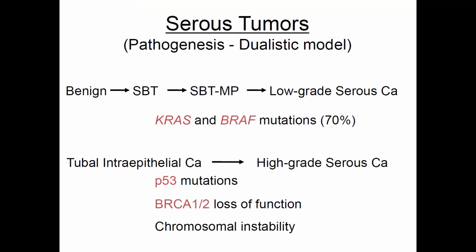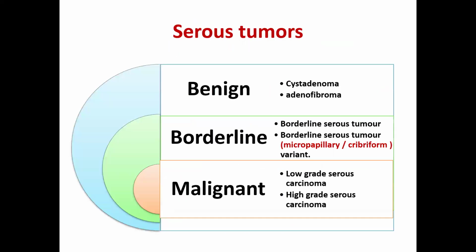So we'll start with serous tumors. There is a dualistic model for pathogenesis of serous tumors, two pathways. The first pathway harbors KRAS and BRAF mutations, and this pathway shows a spectrum of lesions from benign to serous borderline tumor, micropapillary variant, and low-grade serous carcinoma. The other pathway is characterized by p53 mutation, BRCA1 and 2 loss of function, and chromosomal instability, and this is the pathway for high-grade serous carcinoma. The precursor for this is tubal intraepithelial carcinoma.